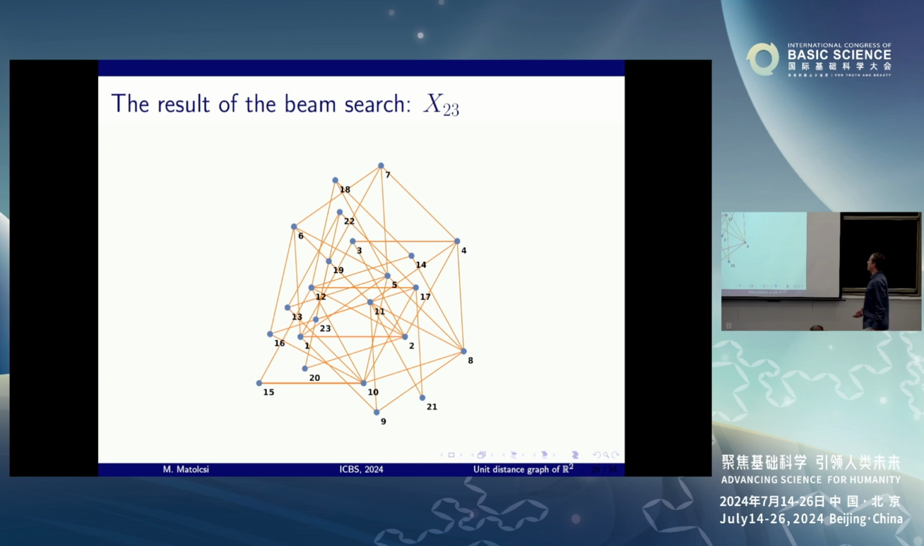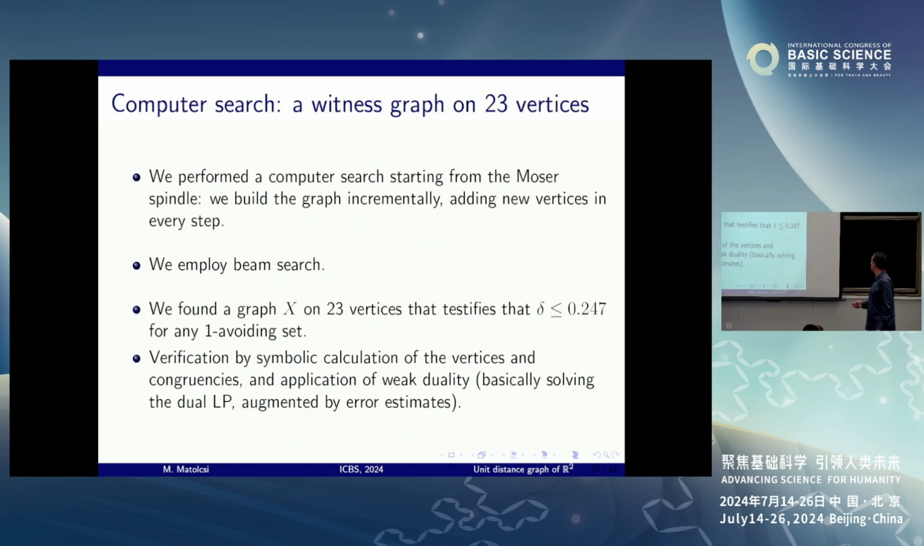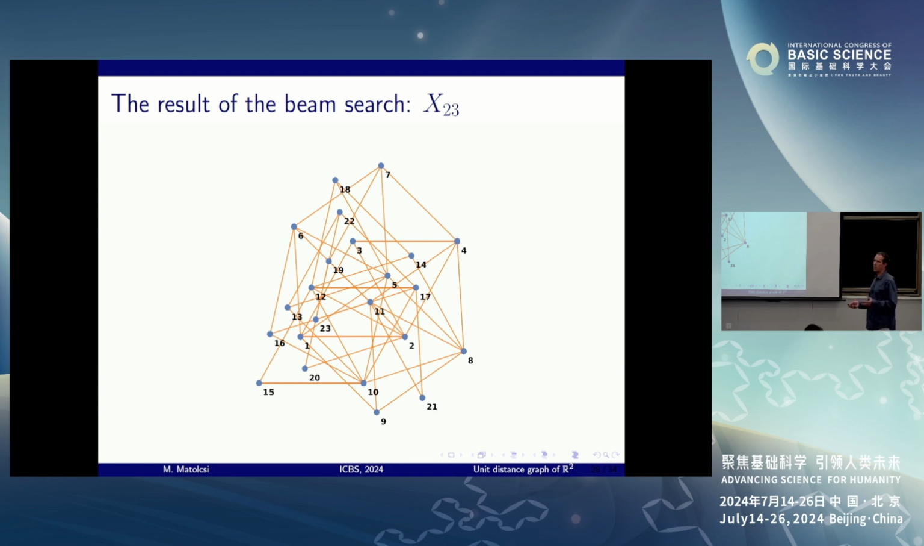Right, and this is the beam search that gave you the graph on 23 vertices. And maybe I should say, I'm sorry to jump, at one of the slides, I hope I'm saying this, that this lives in a very simple algebraic field. So all the vertices of this graph live in the field of rationals extended with I times square root of 3 and I times square root of 11. And that's it.